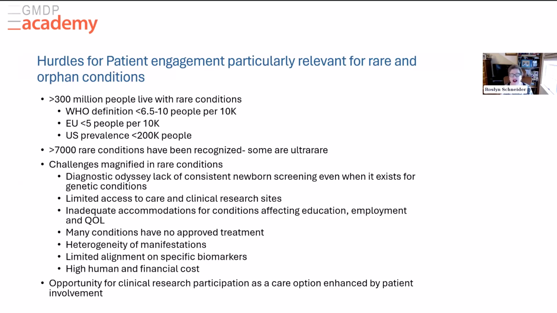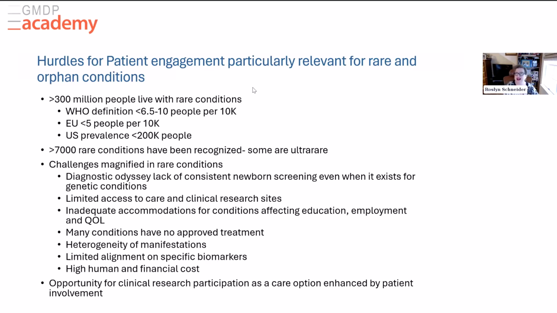The number that's quoted most often as far as the number of identified rare conditions is that it's more than 7,000. I just came back from a Global Genes conference where everybody was talking about the more than 10,000 rare conditions that have been recognized. Some of them are ultra rare and don't even have a name. And those challenges that we talk about in living with any condition are only magnified in living with rare conditions.